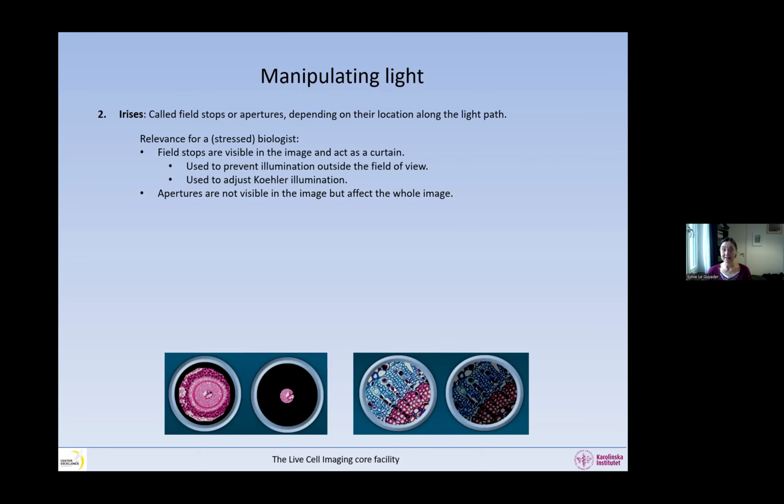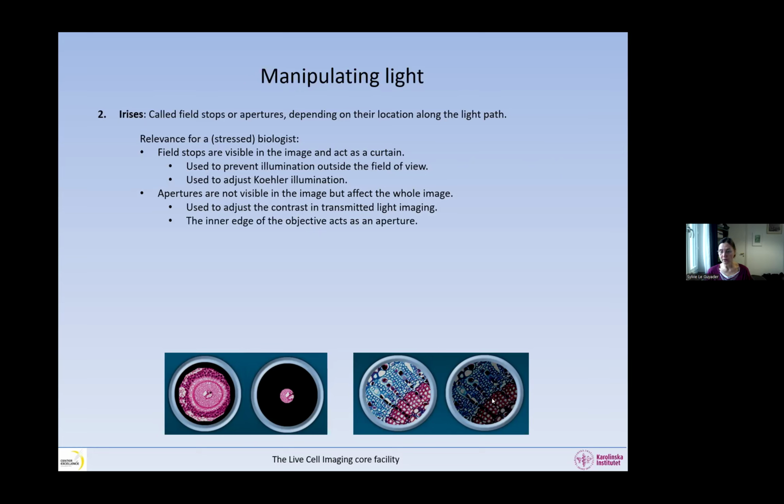Apertures on the other side are not visible in the whole image. They affect the whole image. They do not affect only the edges. So it's difficult to see them in the image. You don't see them on the edges. But they are used to adjust the contrast in transmitted light. And this is also something that you will do when you run the color illumination adjustment on your microscope.